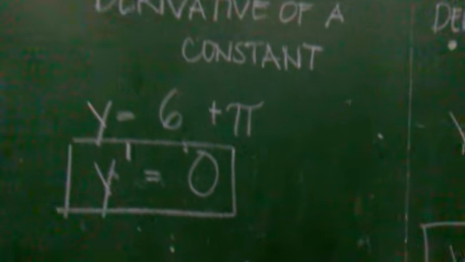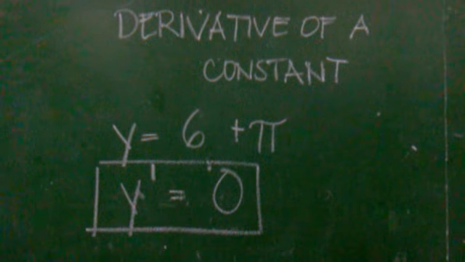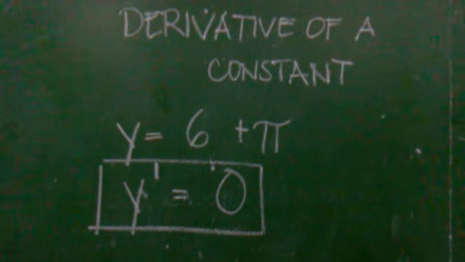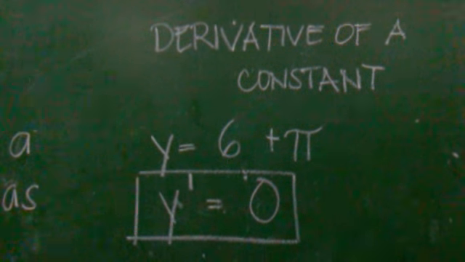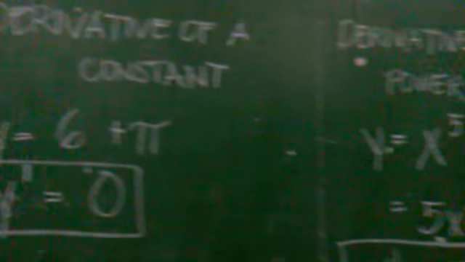First, the derivative of a constant. In this example, you can see that 6 and pi are constants. That's why its derivative is 0. The other rule is the derivative of a power.